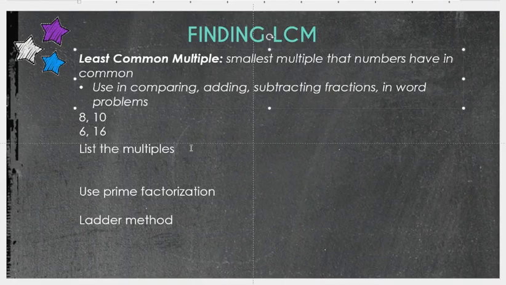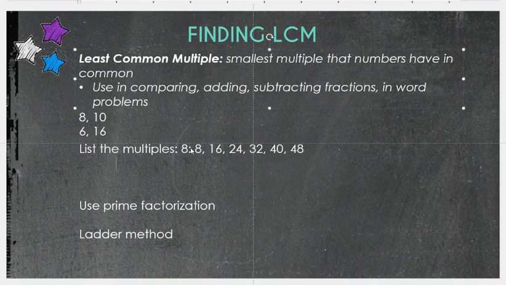And so we'll start and just use this example, listing the multiples. So students would take 8 and they would list all the multiples of 8 until they find the smallest one that the numbers have in common. And then 10, 20, 30, 40, 50. If students use this method, I would make them list the multiples of both numbers, at least in the beginning.